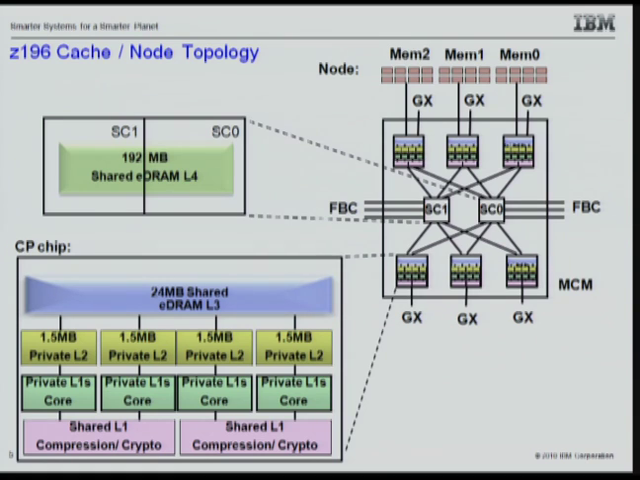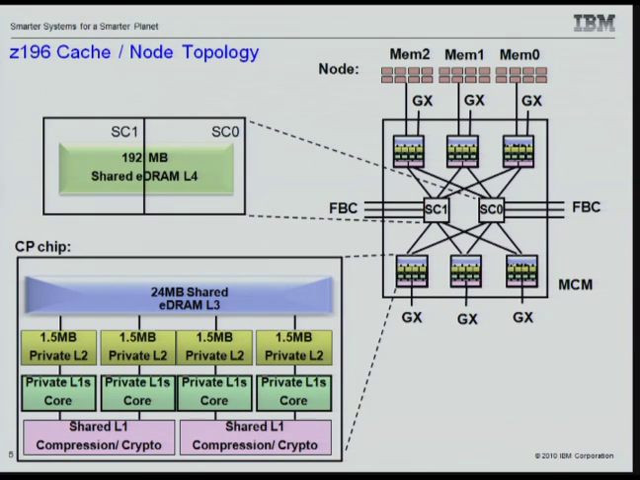Okay, a little bit on our nodal structure. On the CP chip, like I described, we have four cores with private L1s. The L2 is also private. We have a large 24 megabyte shared eDRAM L3. And six of these chips are placed on a multi-chip module, which are then fully interconnected to two SC chips, system controller chips, or hub chips. And as an industry first, we have shared eDRAM level 4 cache, a total of 192 megabytes spread across those two chips. In addition, this node supports up to 3/4 of a terabyte of main memory.